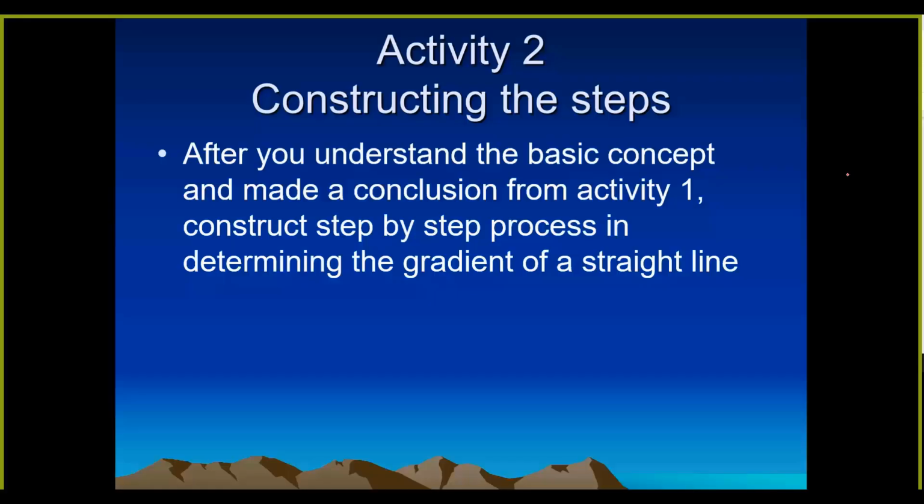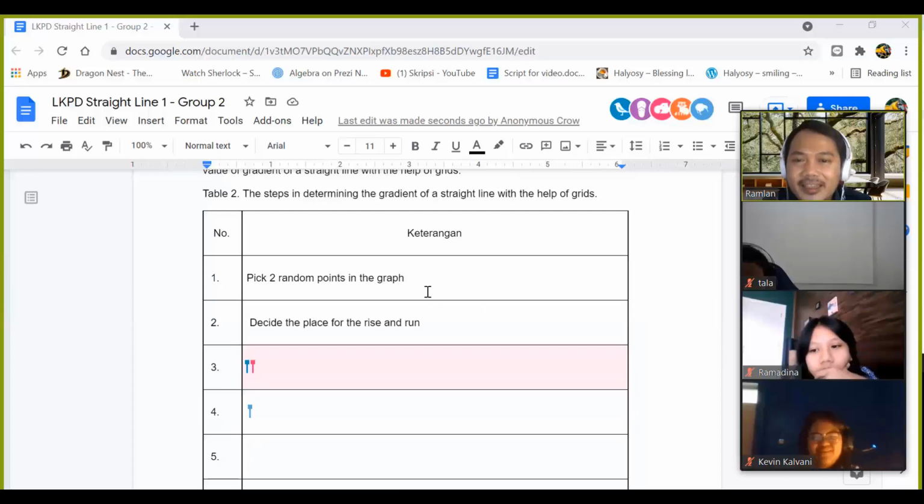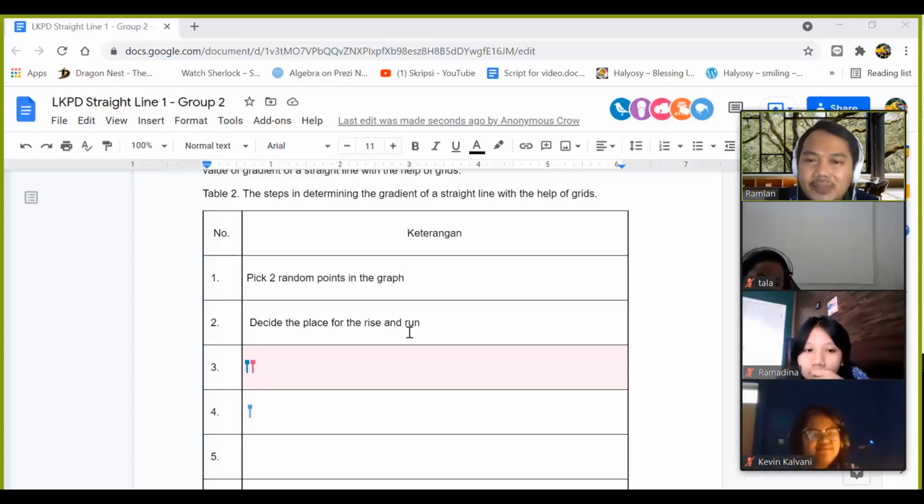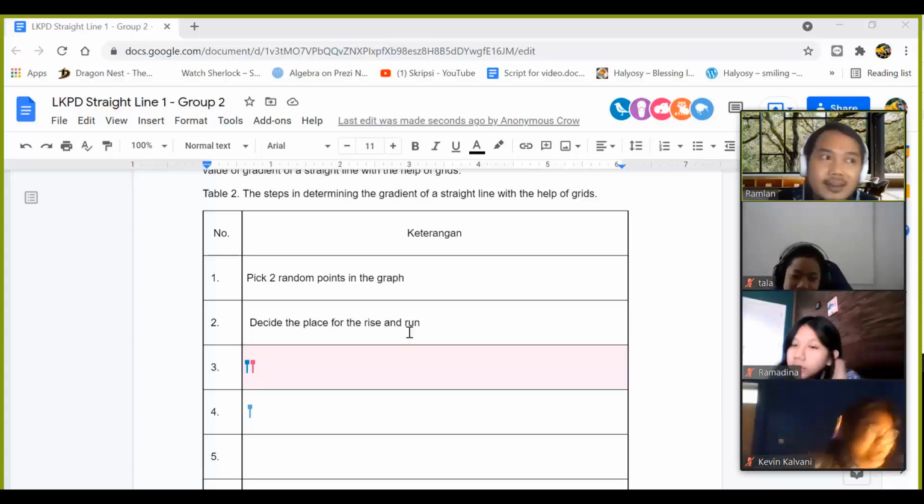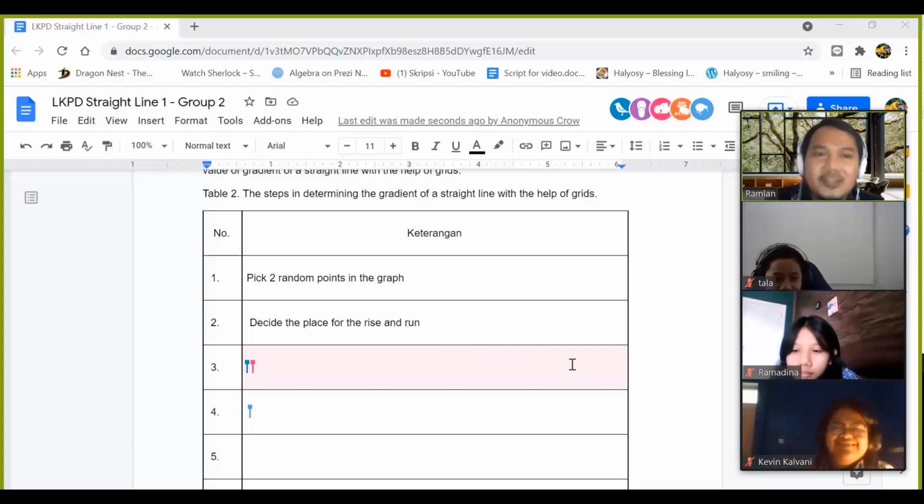I would like you to fill in the second activity. We have a table. I would like you to construct a step-by-step process in determining the gradient of a straight line. Again, it is correct, but maybe you can add some information to make it more detailed. Then decide the place for the rise and the run. It's like making a right angle triangle, right? You can continue with this one.